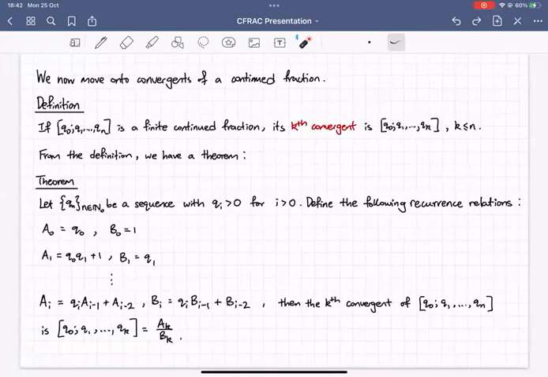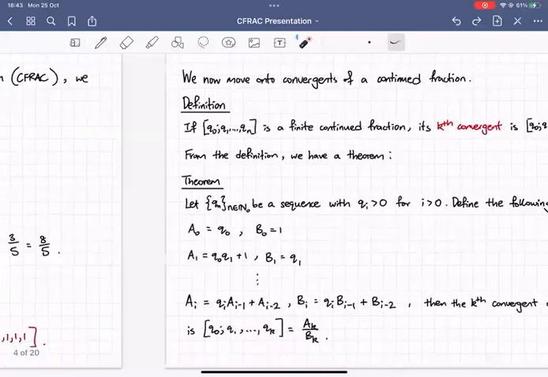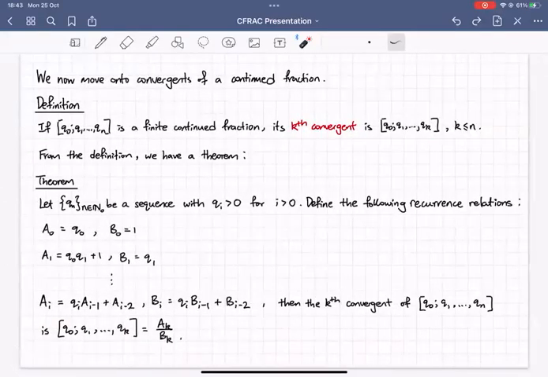So now we introduce the concept of convergents. A convergent is basically just a finite continued fraction, except you chop off a bit at the end. So for example, if you go back here, you might want to find the second convergent. Then you would just disregard this 2 and just look at 1, 1, 1, and you would get a fraction out of that. That fraction would be known as a convergent of 8/5.